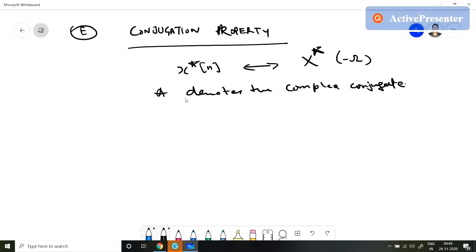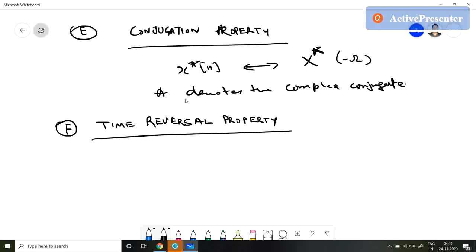Also, we have a very important property. That property is called the time reversal property. So according to this property, x of minus n, if we find out the discrete time Fourier transform, then that is equal to X of minus omega. Then we have time scaling property.